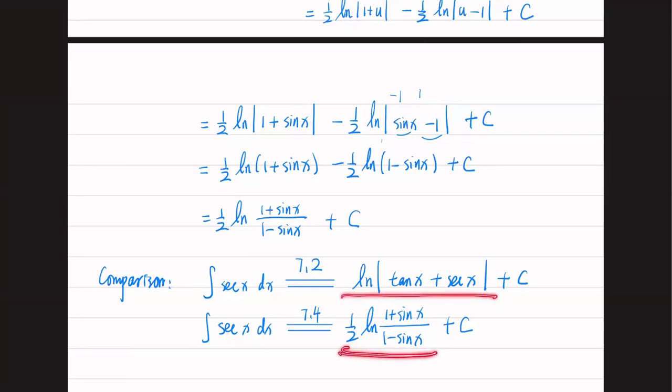These two functions appear completely different: tangent, secant, 1 plus sine. But after some manipulation using the trig identities, you will be able to prove the two integrals are the same. And you will verify this in the homework. Think about this, very interesting. Completely different approaches, however, the same result.